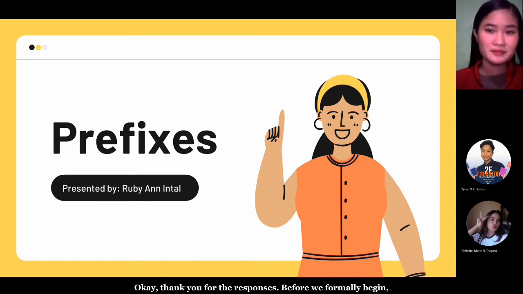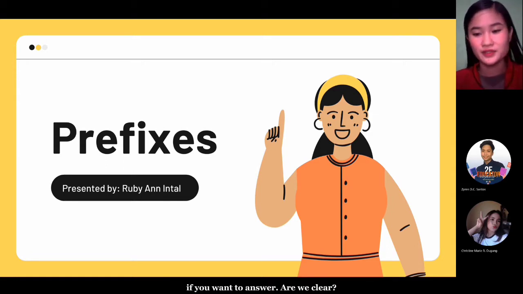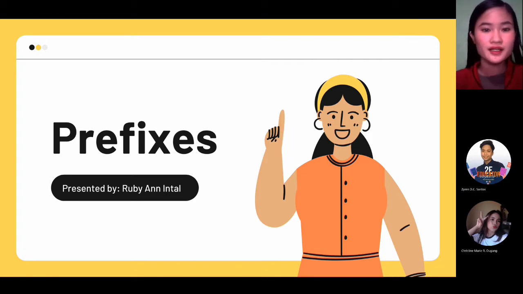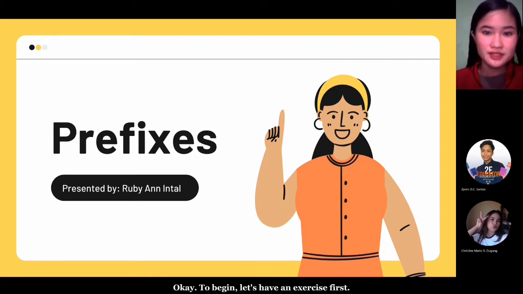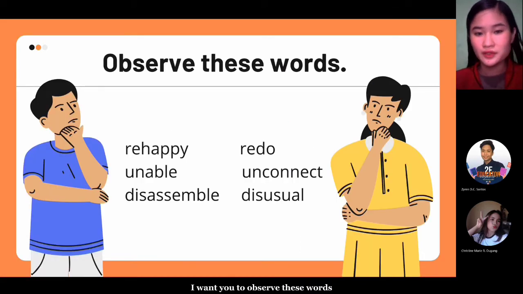Before we formally begin, I just want to remind you that if you have questions, kindly use the chat box and just raise your hand if you want to answer. Are we clear? Yes, ma'am. Okay, to begin, let's have an exercise first. I want you to observe these words that are presented on your screen. Can somebody please read them?